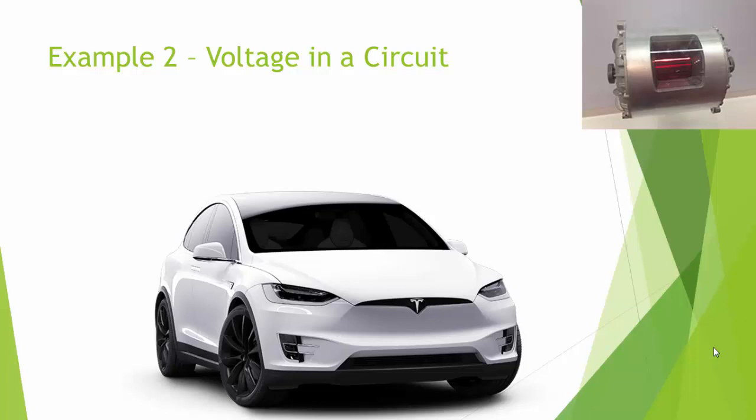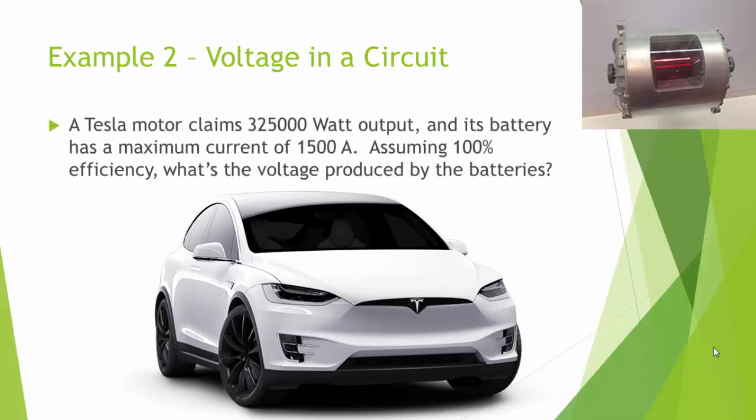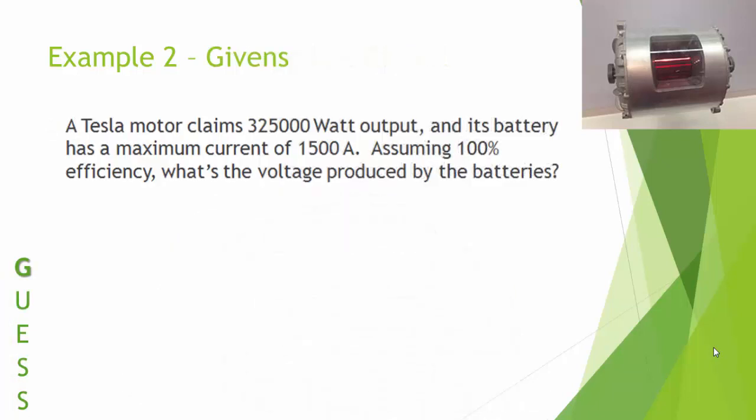Okay, let's do one more example. Voltage in a circuit. A Tesla motor claims 325,000 watt output. The battery has a maximum current of 1500 amps. If we assume 100% efficiency, that is, all of the current goes towards the output, what's the voltage produced by the batteries? We got a little bit of extra data here, but we should still be able to do this.